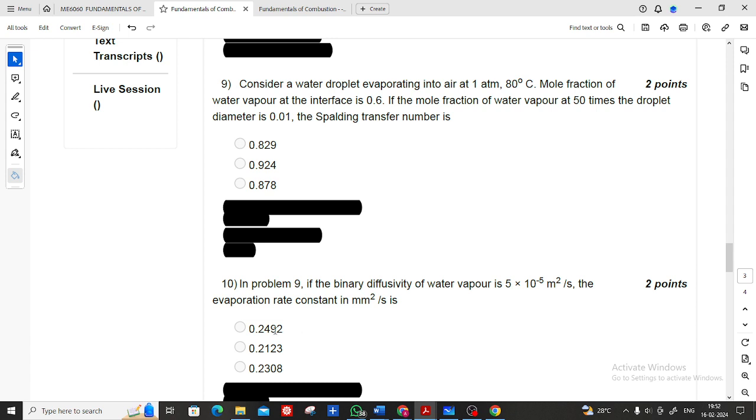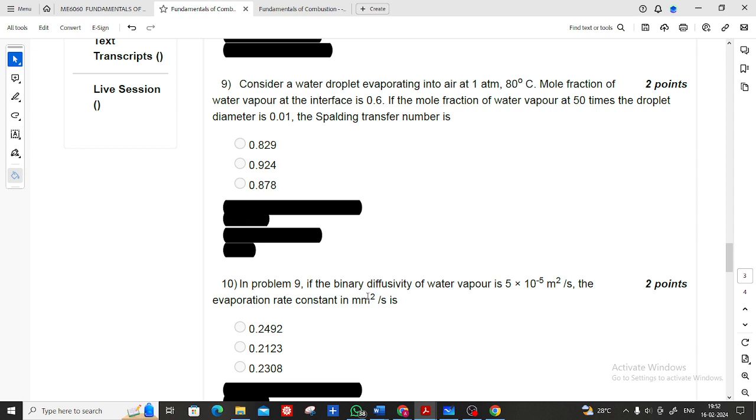But you have made a mistake, because the answer is not 0.249. The answer is something else. I know what mistake you have made: you calculated rho infinity. You need to calculate the average value of rho.